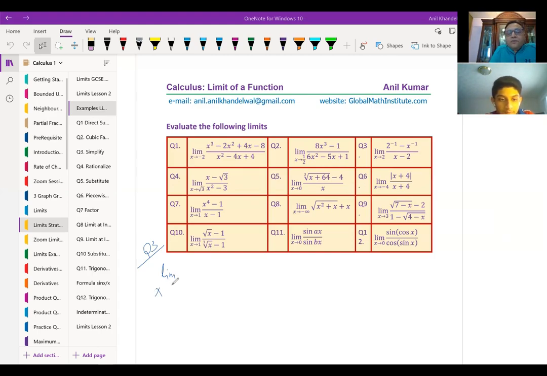So we are looking at x approaches 2. And what do we have here? 1 over 2 minus 1 over x, which is like 2 to the power minus 1 is 1 over 2, right? And x to the power minus 1 is 1 over x.